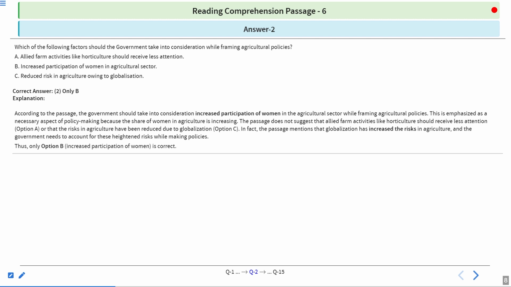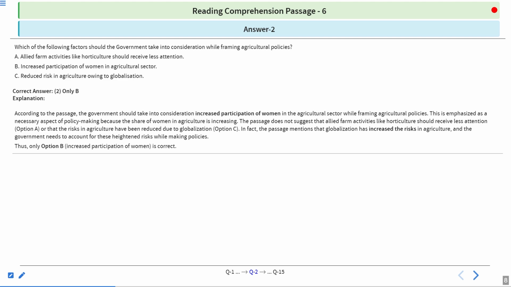And the explanation is: according to the passage, the government should take into consideration increased participation of women in the agriculture sector while framing agriculture policies. This is emphasized as a necessary aspect of policy making because the share of women in agriculture is increasing. The passage does not suggest that allied farm activities like horticulture should receive less attention, option A, or that the risk in agriculture has been reduced due to globalization, option C. In fact, the passage mentions that globalization has increased the risk in agriculture, and the government needs to account for these heightened risks while making policies. Thus, only option B, increased participation of women, is correct.